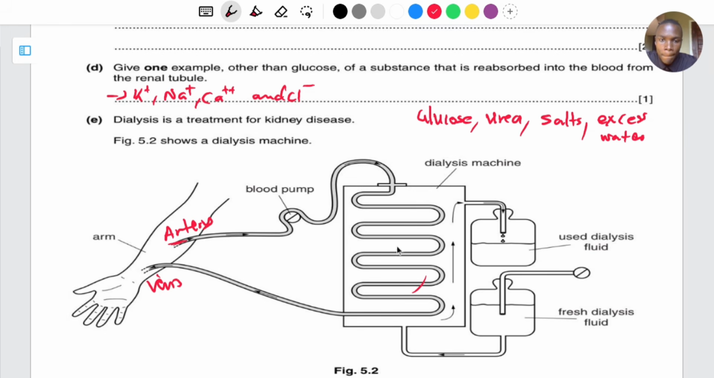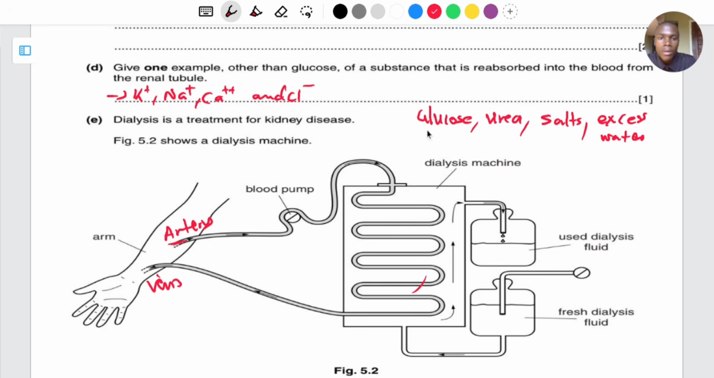Now, when it comes to a dialysis machine, it helps to filter substances by diffusion and by osmosis. Two processes, diffusion as well as osmosis. So this is the fresh dialysis fluid. In this fresh dialysis fluid, there must be substances which are going to be equal or in low amount compared to the substances in blood.